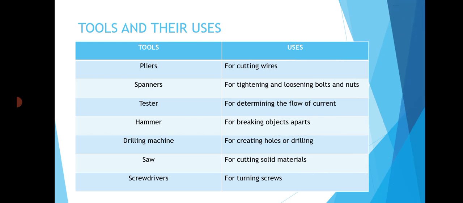Let's go to tools and their uses. Pardon us for the slides moving up and down. Now, tools and their uses. One, we have pliers, used for cutting wires. Spanners for tightening and loosening bolts and nuts. Tester for determining the flow of current. Hammer for breaking objects apart or for hitting nails into wood. Drilling machine for creating holes or drilling. The saw for cutting solid materials. Screwdriver for turning screws, loosening and also tightening screws as well.